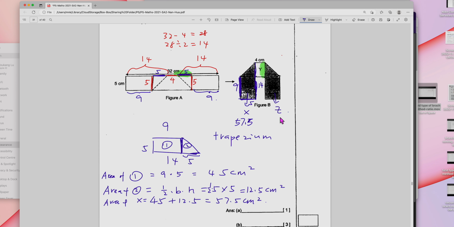Then the area for Z is also 57.5, right? It's the same thing, right? So for the Y is which part? For the Y is this part. So this is 4, right? This part is 5, right? So it's 4 times 5 is 20, right? So therefore this part is 20. So you just add these 3 together. That will give you the total, right?